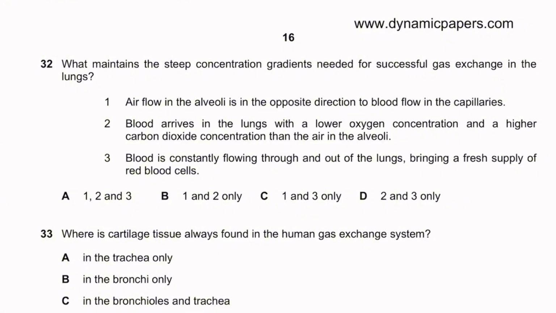Airflow in the alveoli is opposite to the direction of blood flow in capillaries. I'm not really sure how this is going to maintain a steep concentration gradient. However, blood arrives in the lungs with a lower oxygen concentration and a higher carbon dioxide concentration than the air in the alveoli. That is true.